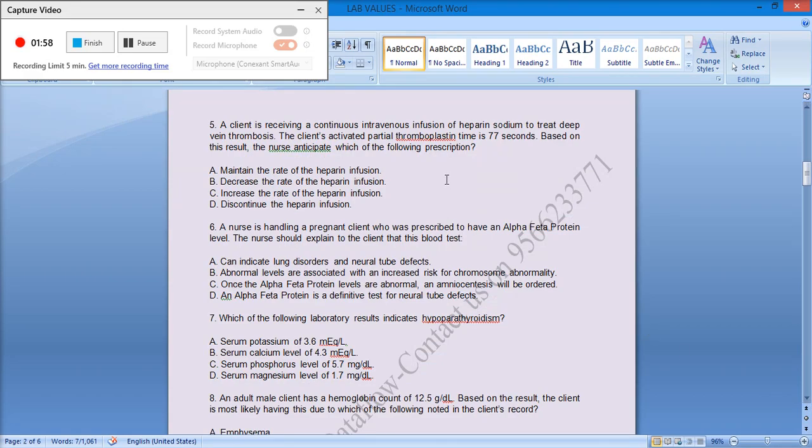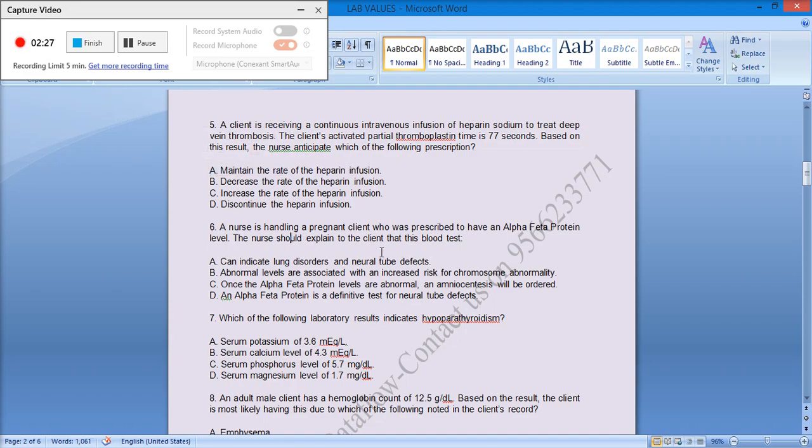A client is receiving a continuous intravenous infusion of heparin sodium to treat deep vein thrombosis. The client's activated partial thromboplastin time is 77 seconds. Based on this result, the nurse anticipates which of the following prescriptions? A. Maintain the rate of the heparin infusion. B. Decrease the rate of the heparin infusion. C. Increase the rate of the heparin infusion. D. Discontinue the heparin infusion. The correct answer is A. Maintain the rate of the heparin infusion.